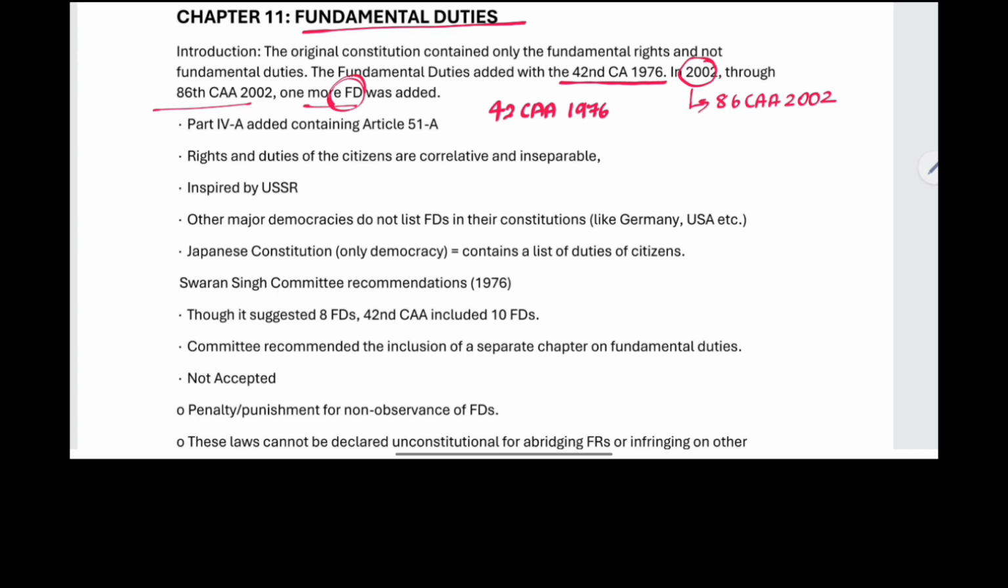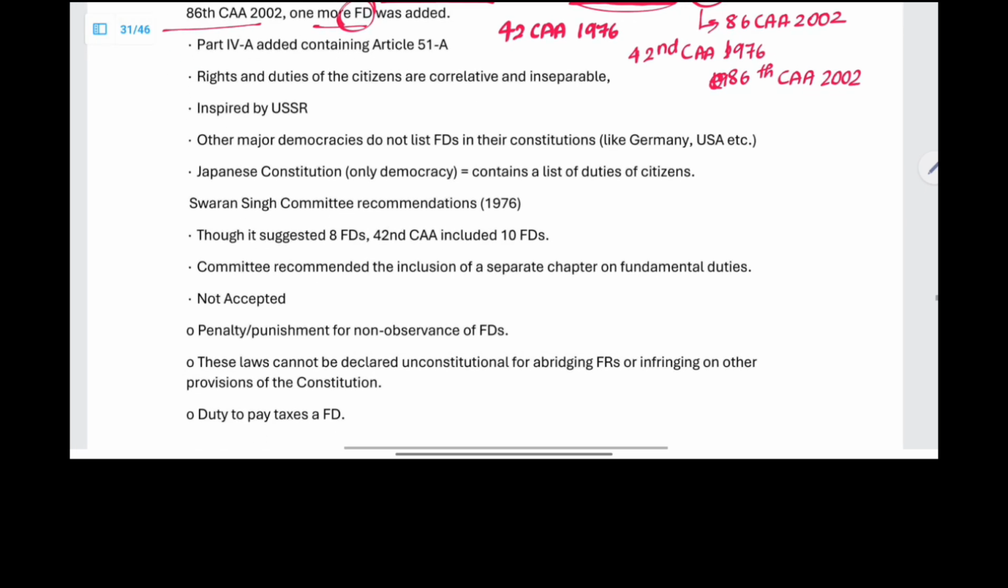So we say that the original constitution contained only the fundamental rights. It did not contain the fundamental duties. The fundamental duties were added by the 42nd Constitutional Amendment Act of 1976. Again, the 86th Constitutional Amendment Act of 2002 added another fundamental duty to our constitution.